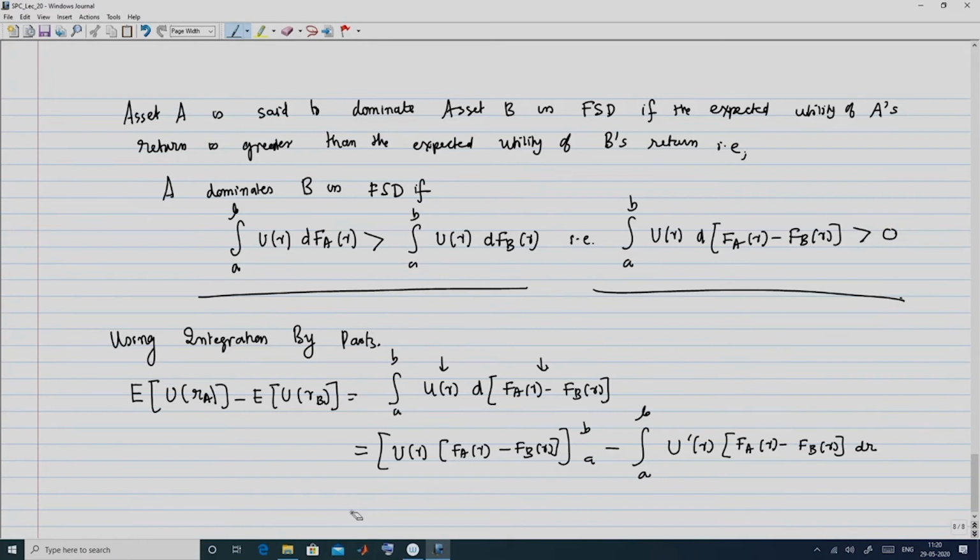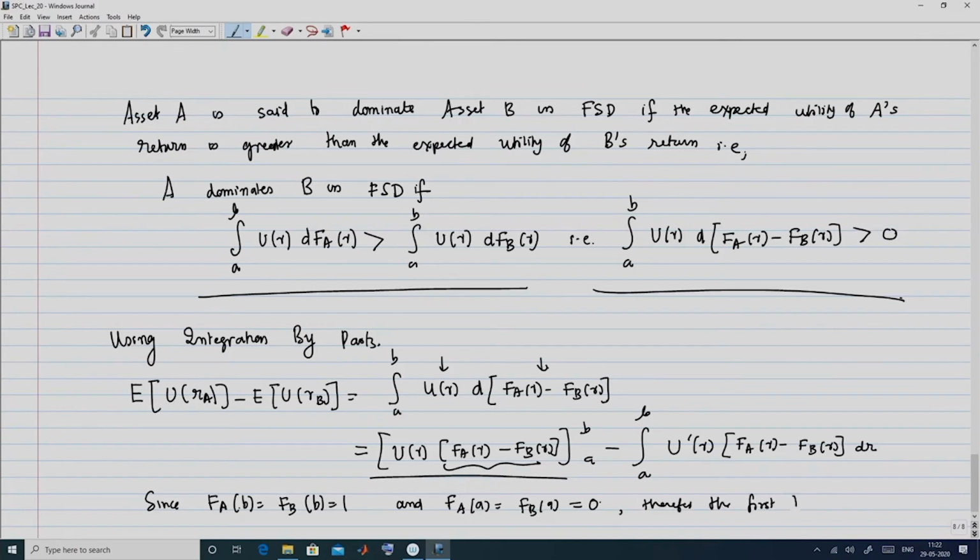So, now here we make an observation regarding this term. Since F_A of b is equal to F_B of b is equal to 1, remember that b is the largest value of the return, so the cumulative value is going to be equal to 1. Similarly, F_A of a is equal to F_B of a, which is equal to 0. Since this holds, the first term is 0.